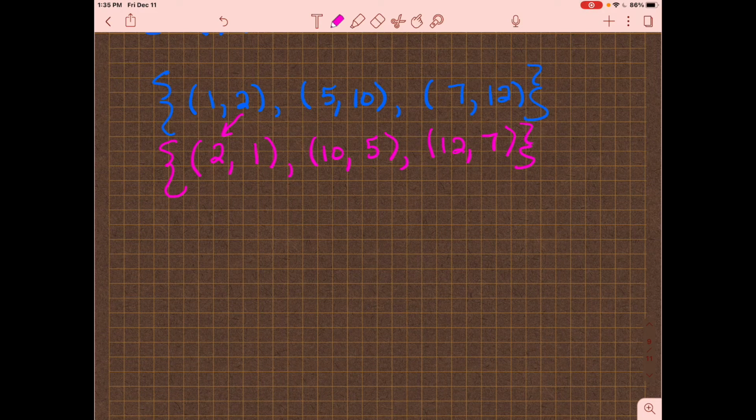Okay. Then you will probably have some problems that ask you to find the inverse of a function, and it might be something as simple as this.